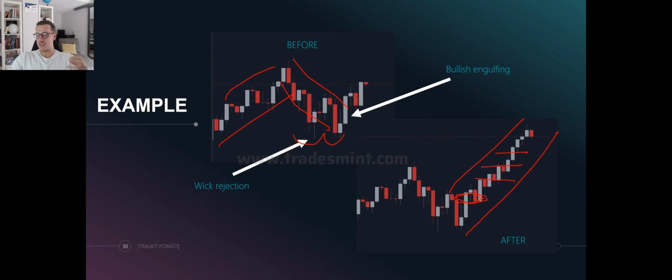In the next lesson, we're going to talk about magnet zones, which is the last but crucial thing to our setting overall bias trading.